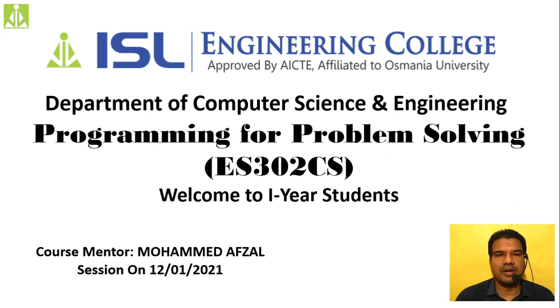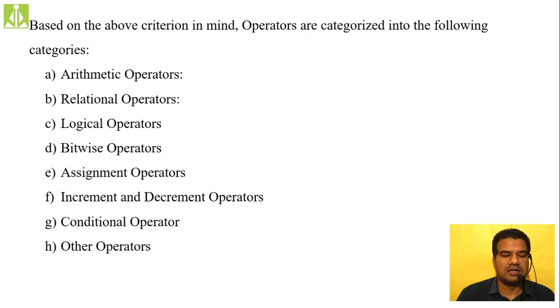There is another categorization based on the behavior of the operator, and in that we have seven different types. We started with arithmetic, then relational, then logical, and after that bitwise. Then there are increment, decrement, conditional, and other operators. So these 7 categories of operators we have. I will go to the slide so that you can see this categorization based on the behavior.